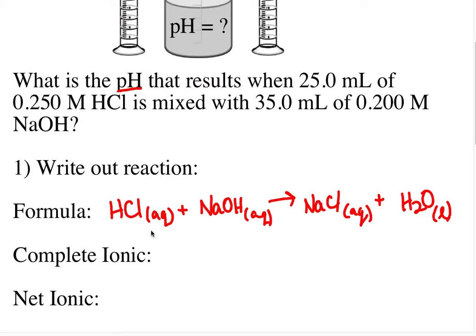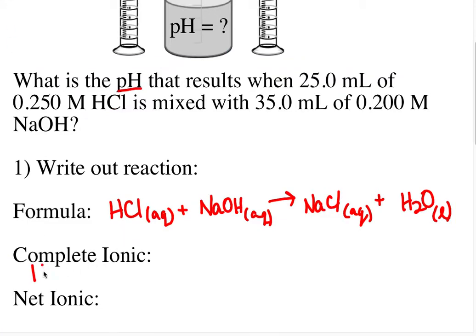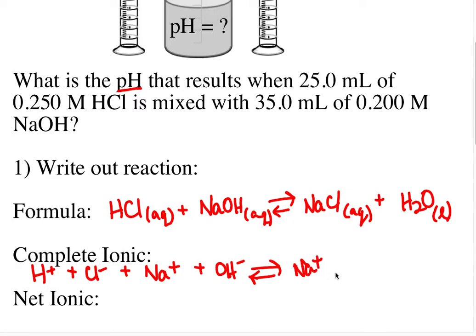Complete ionic equation. So remember, for complete ionic, what you have to do is you break apart any of those substances that are aqueous into their constituent ions. So we have H plus, Cl minus, Na plus, OH minus. To be more proper, you should be putting your aqueous for all of these. Also, we're going to actually make this a double-sided arrow, and you'll see why in a sec. And this is going to be Na plus, Cl minus, plus our water.